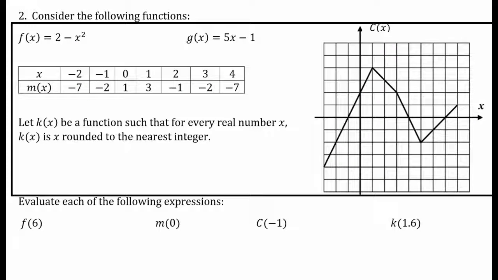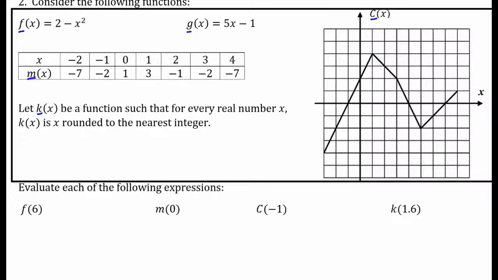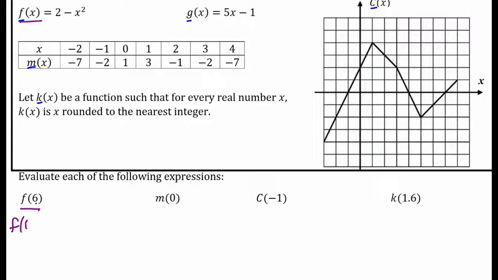So in this box here, I have a bunch of different functions. I have f, g, m, k, and c. Let's go through and find each of these expressions. Let's see what they evaluate to. If I say f of 6, that means I'm taking a 6 and plugging it into this f function. So f of 6 equals 2 minus 6 squared. I plugged in a 6 for x. 2 minus 36 is -34. So when I input a 6, the output is -34.